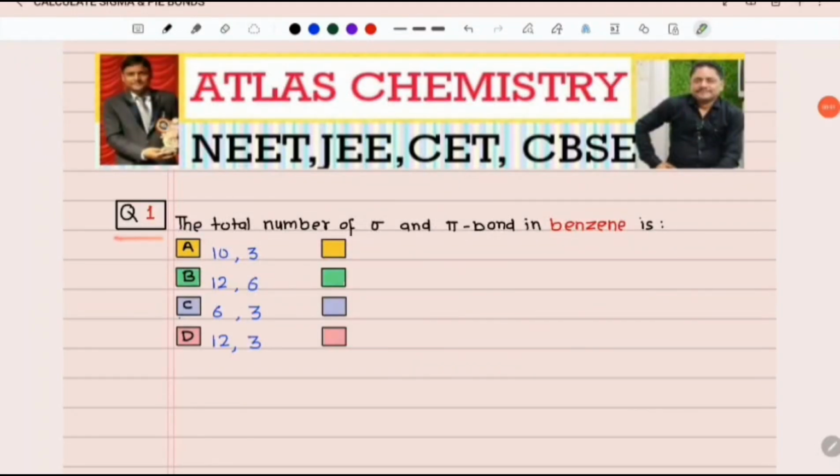Question number 1. The total number of sigma bond and pi bond in benzene is. If we see the structure of benzene, we have benzene like this, and each carbon atom has one hydrogen bonded to it.